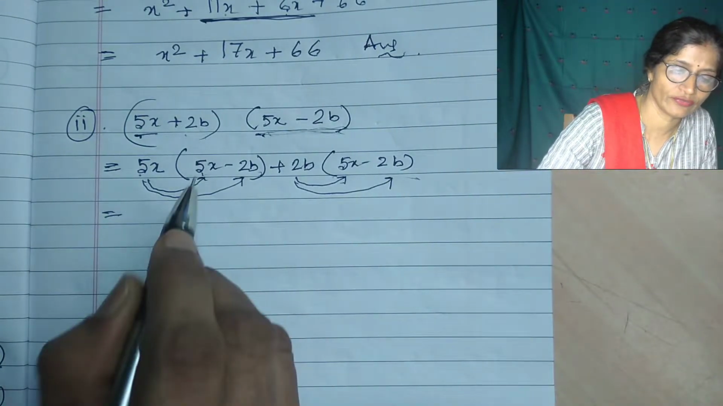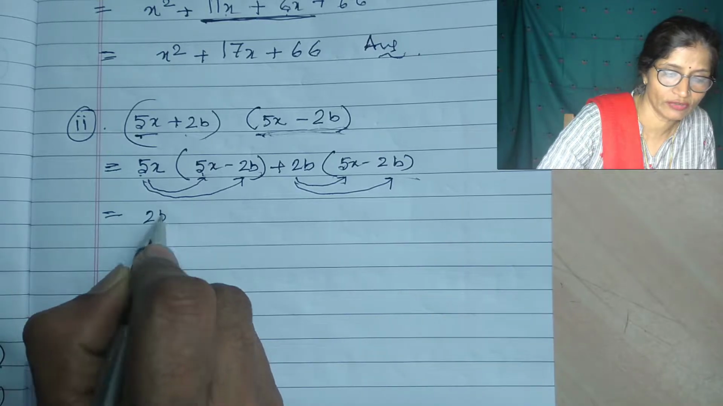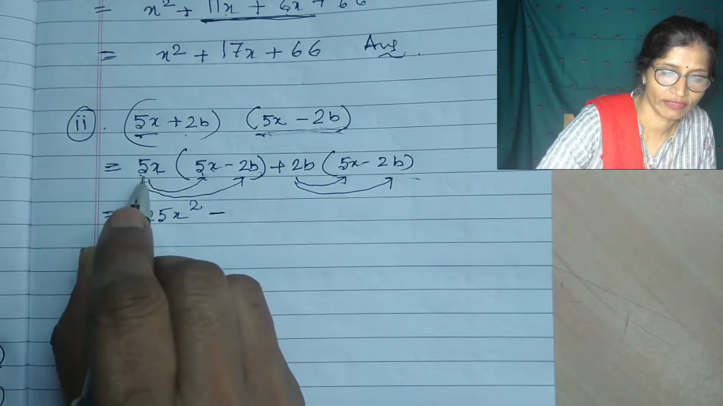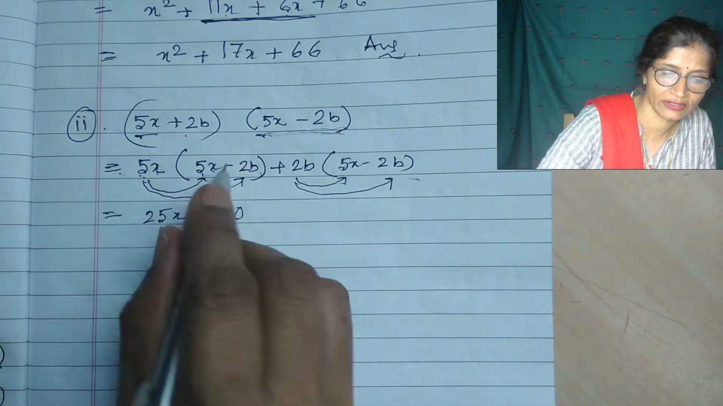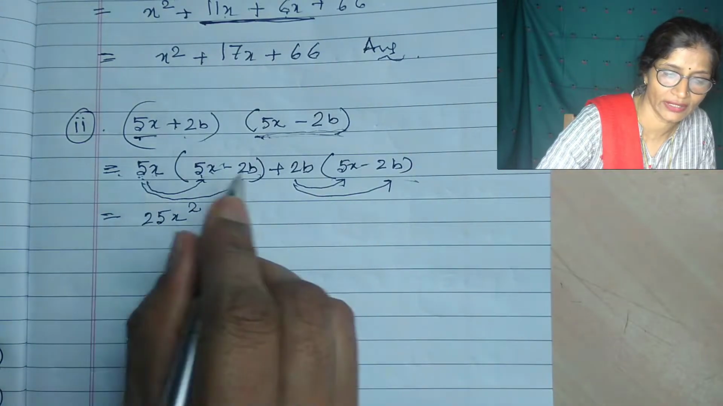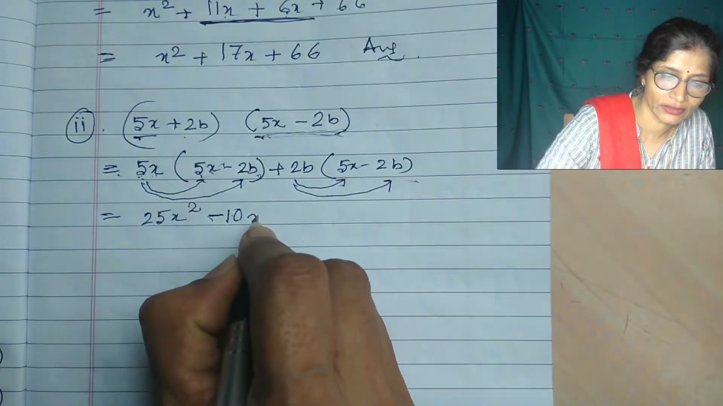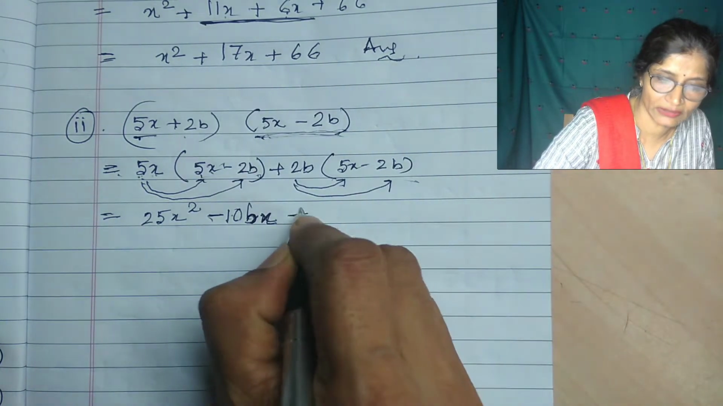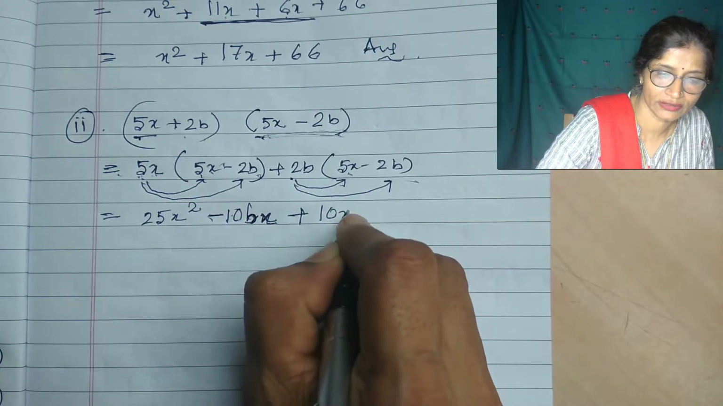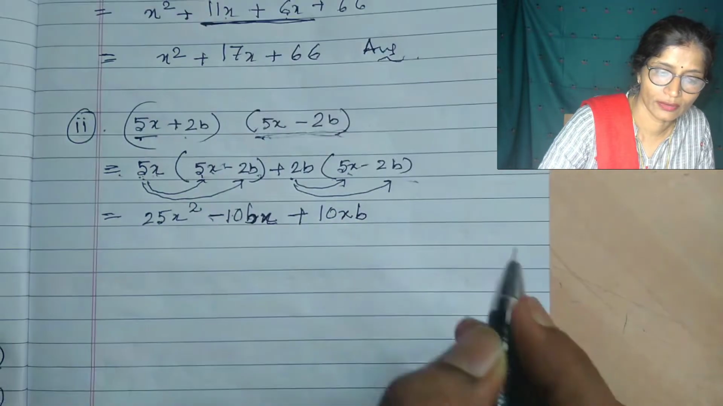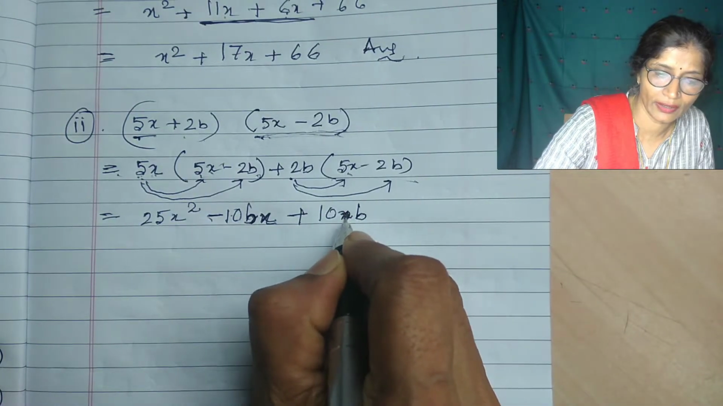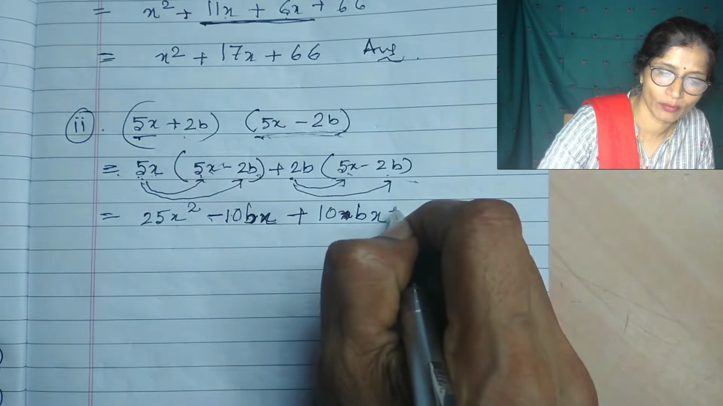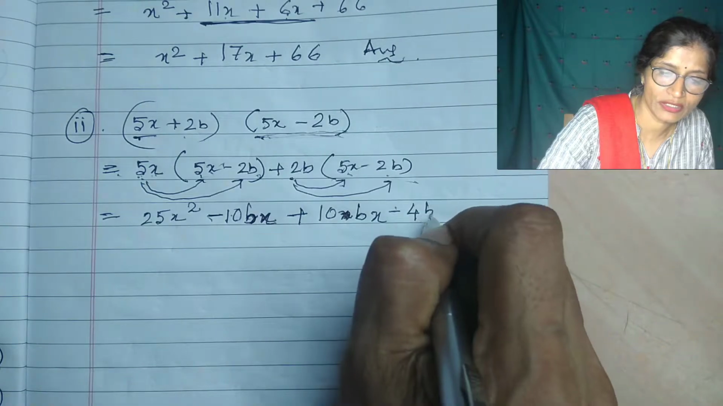So this 5x into 5x is what? 25. 5 into 5, 25. x into x is x square. Then minus 5 2s are 10. Plus into minus is minus. 5 2s are 10, x, and this is what? b. So xb. So I will write b first, alphabetical order, and then x. Plus 2 5s are 10, xb. Sorry, bx. And then 2 2s are 4, minus 4. b into b is b square.